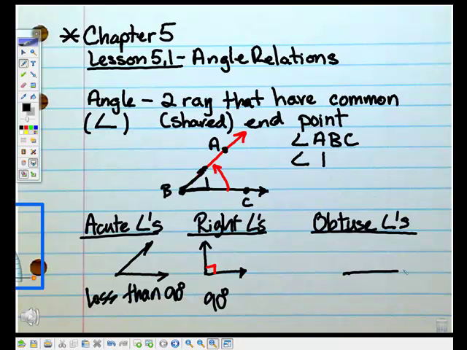Obtuse angles, if we start off here with an angle side, the obtuse angle is going to open up, so it opens up past the 90 degrees, and that is greater than 90 degrees.